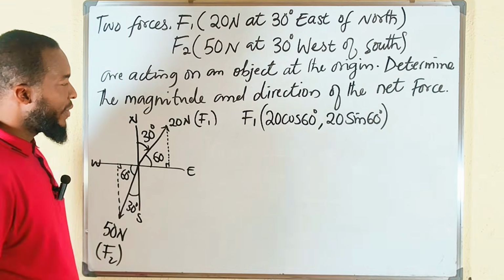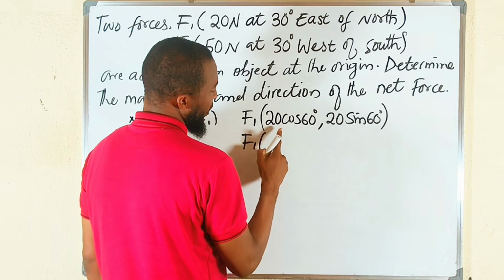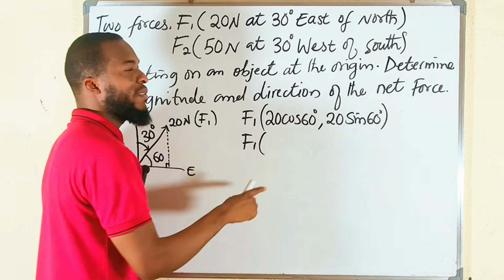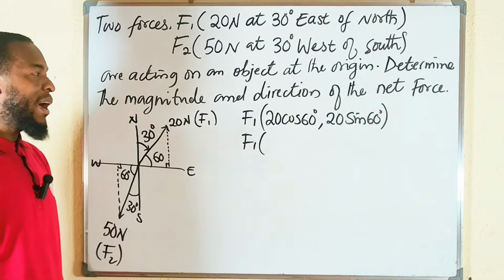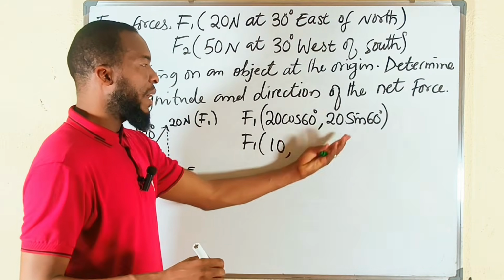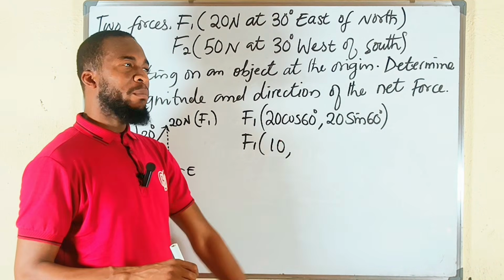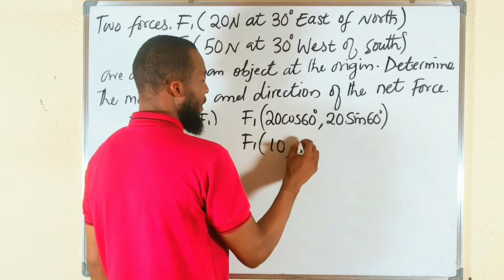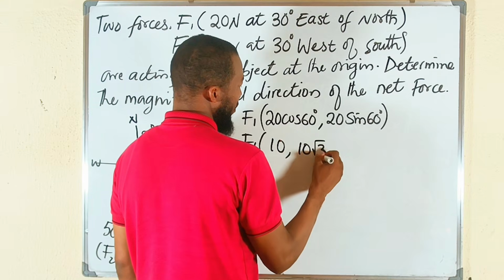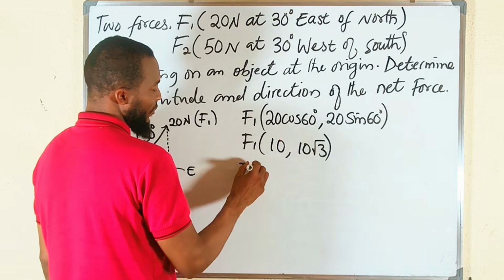I think let us simplify before we move further. F1, this is cosine of 60 degrees is 1 over 2, and half of 20 is 10, comma. Sine of 60 degrees is square root of 3 divided by 2. Multiplied by 20, we have 10 root 3. All right, we are done with F1. Then let's move to F2.